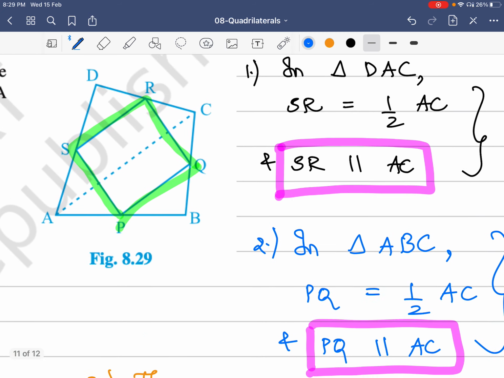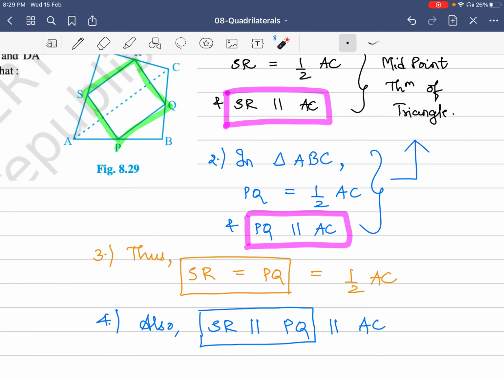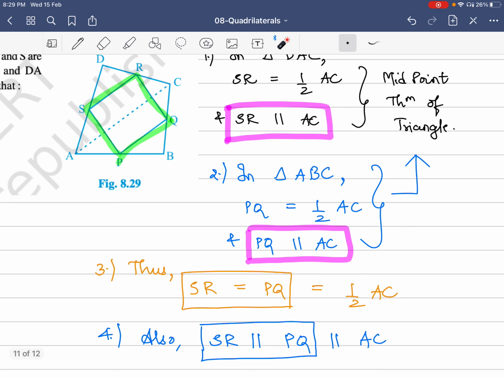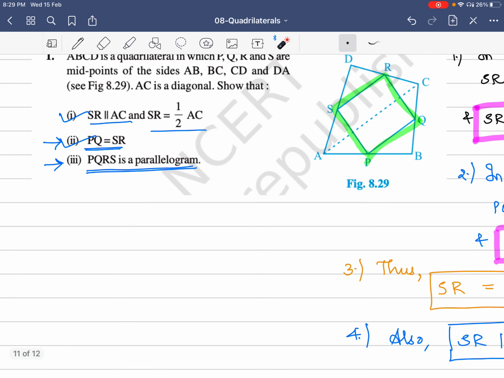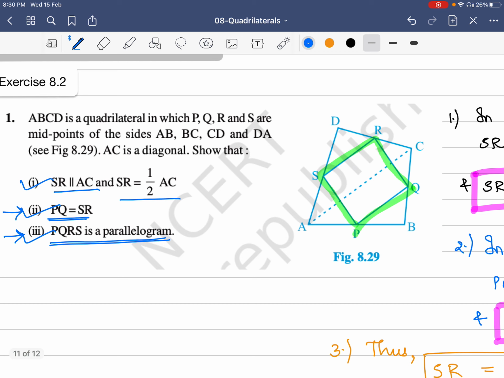If you look at this quadrilateral now, we have the opposite sides SR and PQ parallel to each other and equal to each other. SR is equal to PQ and SR is also parallel to PQ. If one pair of opposite sides of a quadrilateral are parallel to each other and equal to each other, then the given quadrilateral is a parallelogram. That's a theorem. So PQRS will be a parallelogram. By that we also complete our third point. Thus we have proved all these three things which were asked to be shown in this given figure.